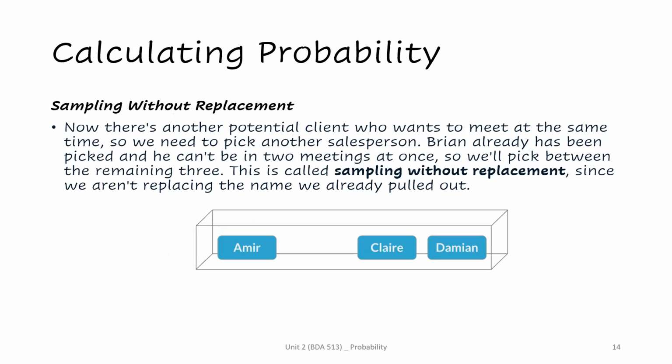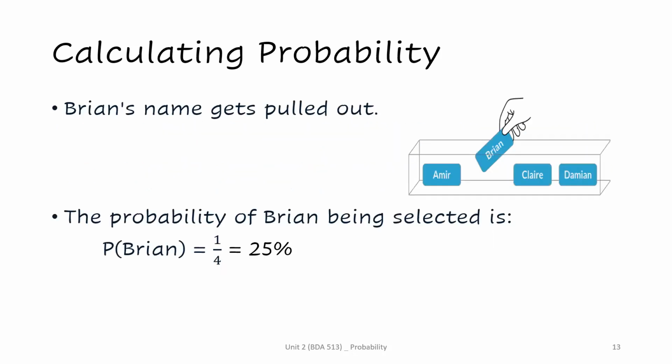What about a situation where we have another client who wants to meet at the same time? So there's another potential client, which means Brian cannot be at 2 places at the same time. We need to pick another salesperson to go for the meeting. So we need to choose from the remaining 3, isn't it? Now, this is called sampling without what? Replacement.